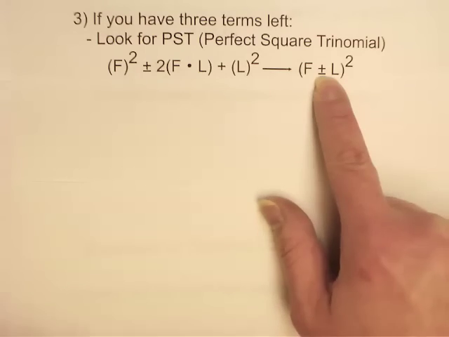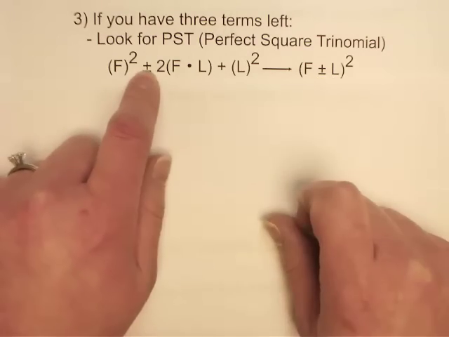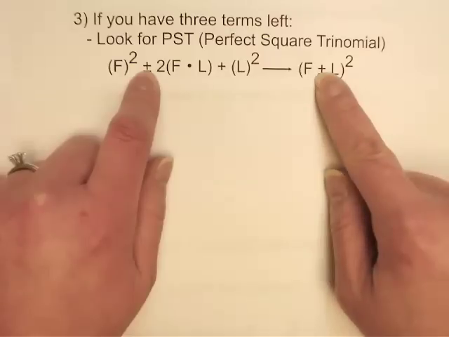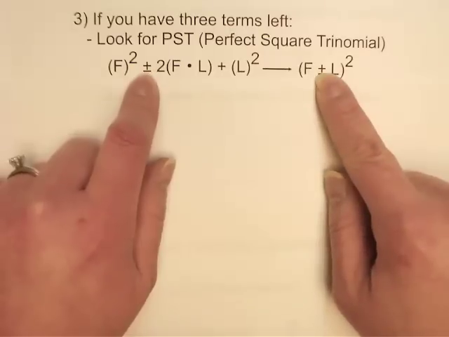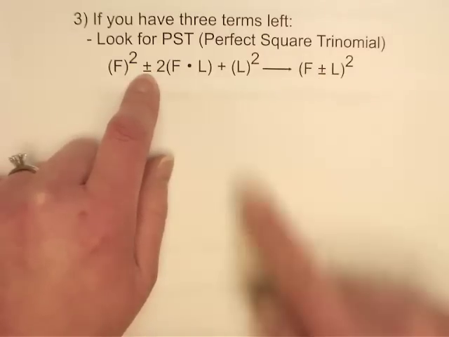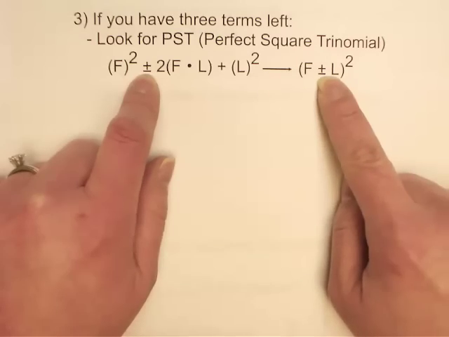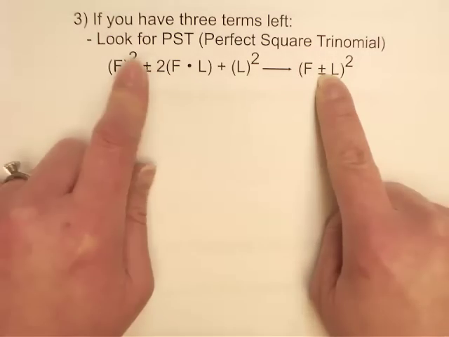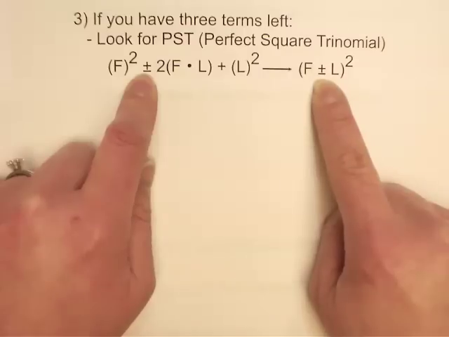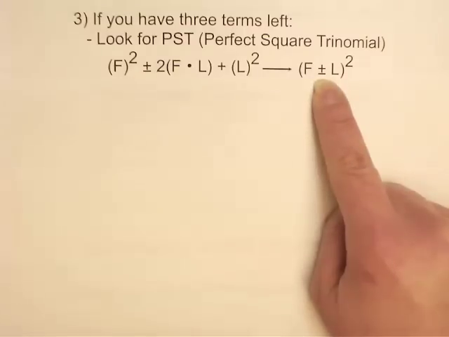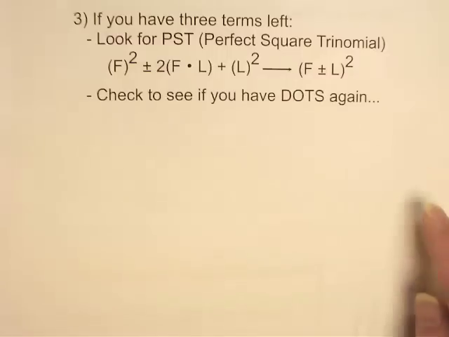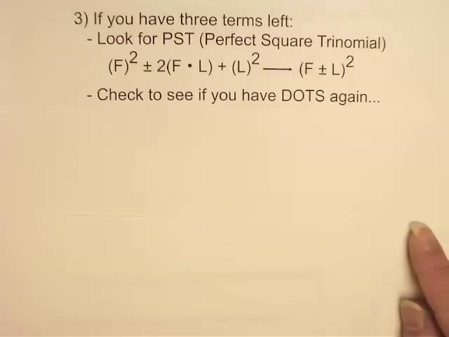Okay? If you have a positive in your trinomial, you're going to get a positive in your binomial. If you're going to have a negative in the middle term, then you'll have a negative for the middle of this binomial. So check your signs. They should always match. The middle should always match the middle here. And of course, when you're done, check and see if you have DOTS again. We always need to check for DOTS again. Those little things always hide out in all of our problems.